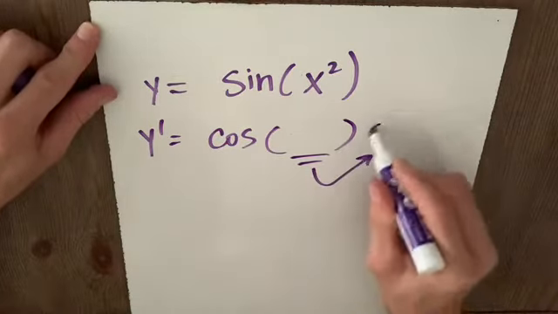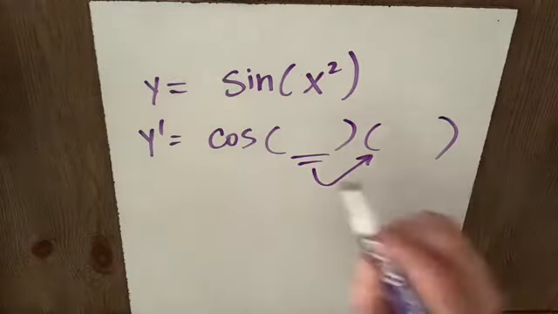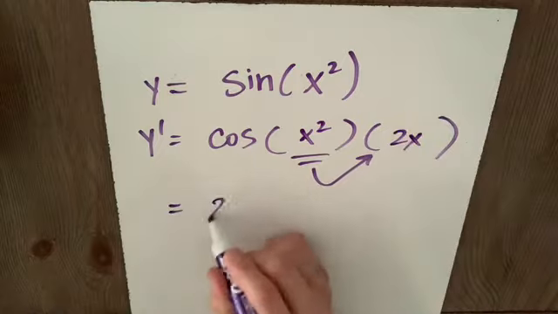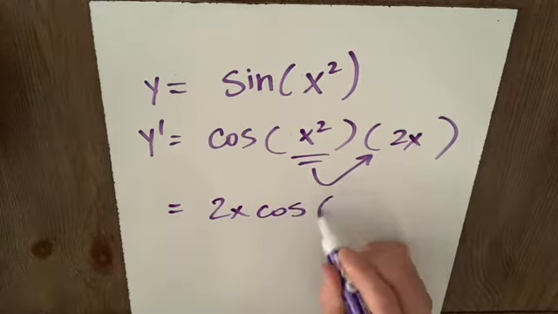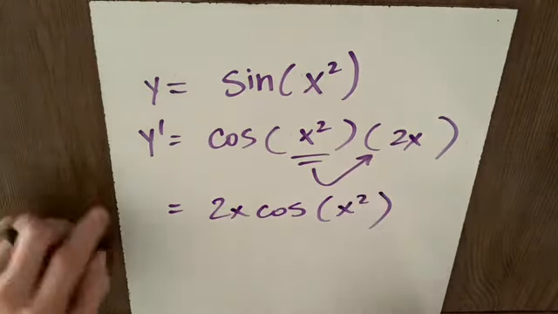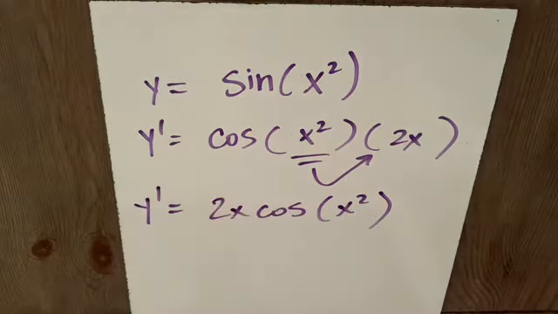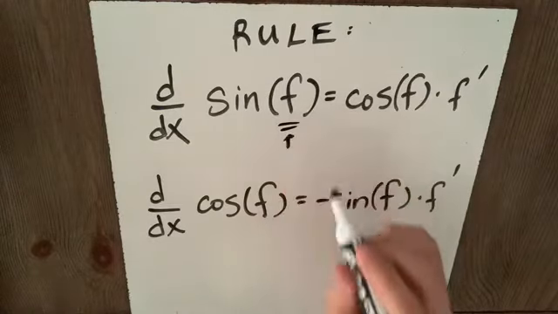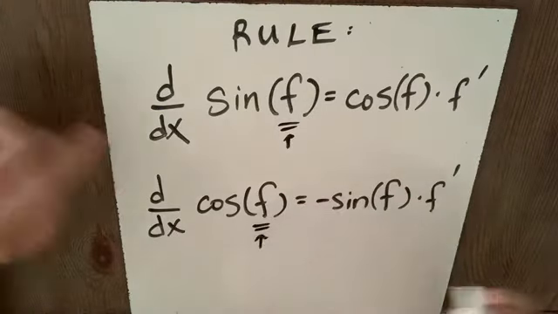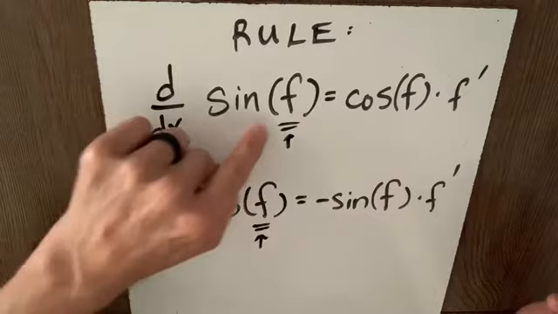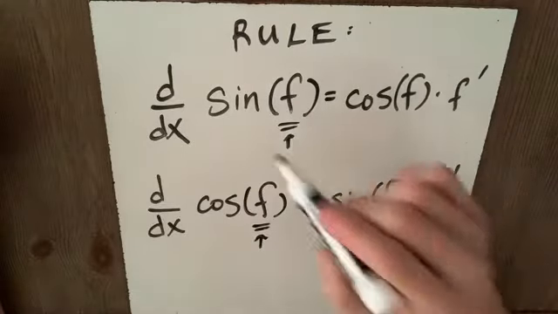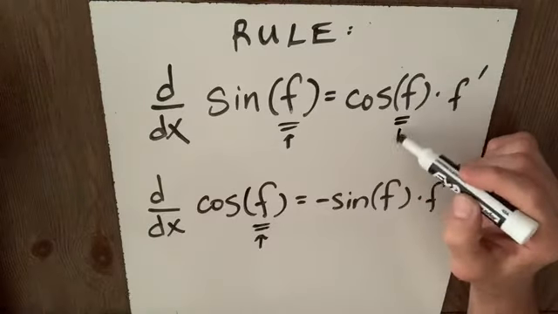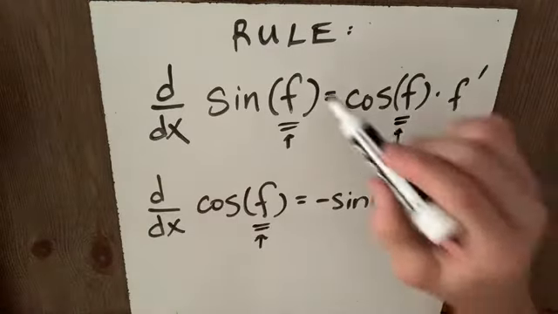and we tag on the derivative of whatever's in parentheses. If this is x squared, I'm going to say this is 2x. So 2x cosine of x squared is our y prime derivative. Here's our rule. Remember, we take sine of an angle and we take cosine of an angle. If I ask you to take the derivative of sine of some function, well, the derivative of sine is cosine of the same function. I'm not kidding around when I say whatever's in parentheses remains unchanged.